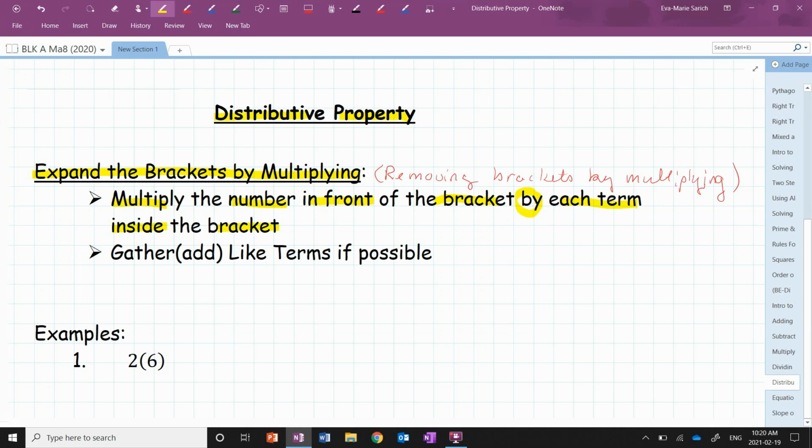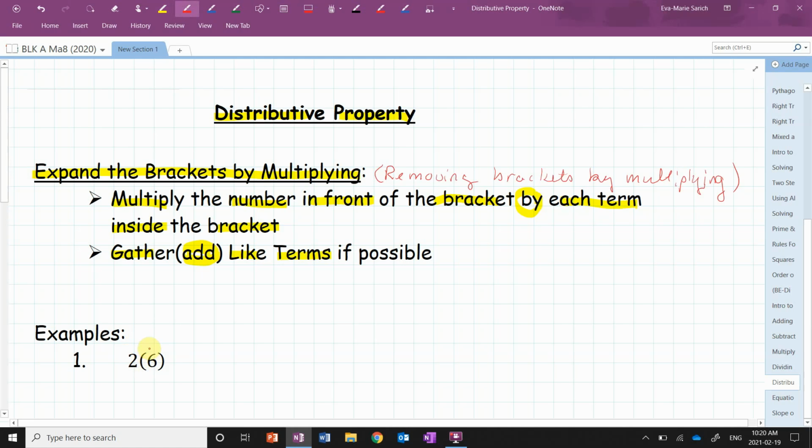Now, once you've done that, you need to look to see if you can gather or add any like terms. Okay? There won't always be like terms, but we always check to see if there are any like terms to add together. And we practiced that skill already. Okay, so let's start with something really simple.